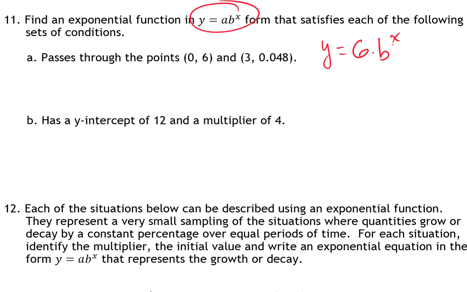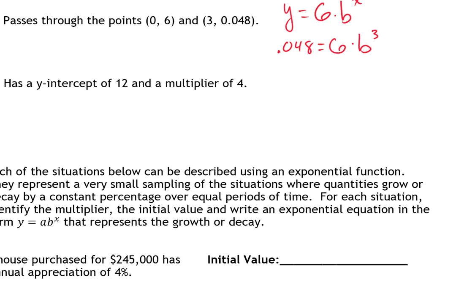0.048. And then I write the 6, and then the times b. What's the value of x that I have? 3. So what are the 2 things that I need to do right now to figure out what b is? B by itself, so you divide by 6. We're going to divide both sides by 6. So I have 0.048 over 6 equals b to the 3rd power. And finally, what am I going to do now to figure out what b is?